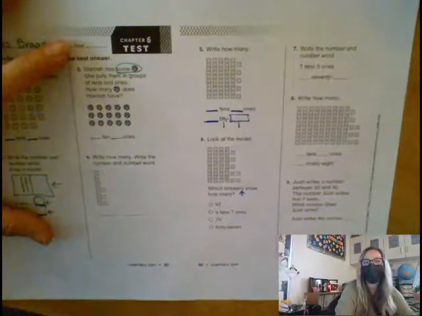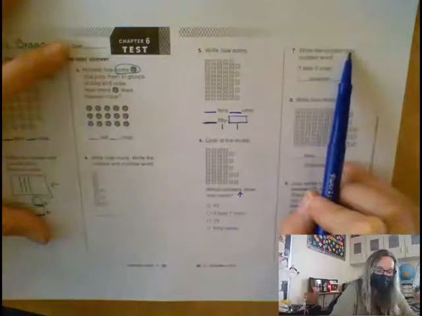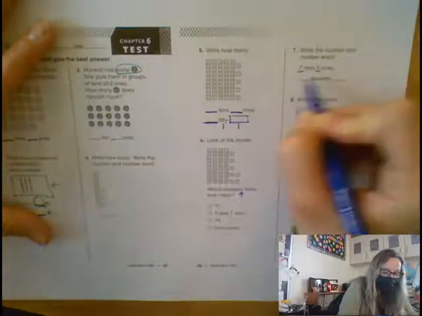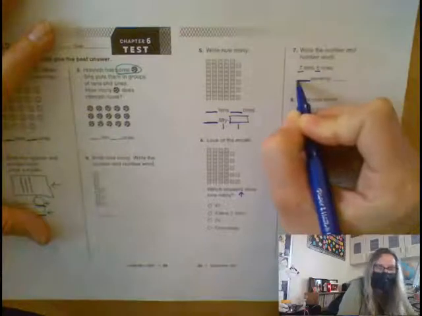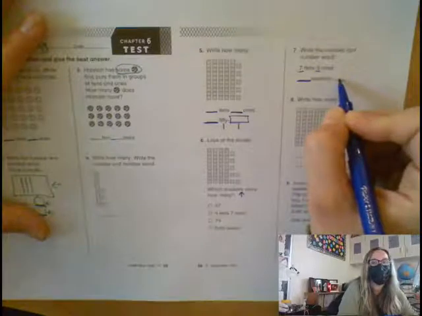Okay, moving up to the top here, number 7. It says write the number and the number word. So 7 tens and 5 ones. Put the number here. And then the number where they wrote 70, so you'll write the other number. 70 what?